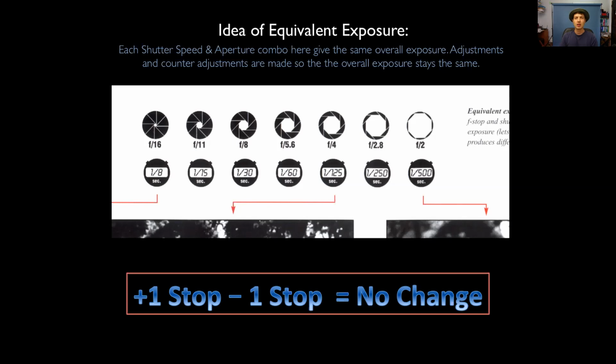So each shutter speed and aperture combo here gives the same overall exposure. The adjustments and counter adjustments are made so the overall exposure stays the same. Or we can look at the bottom and say, if you add a stop in one place, say aperture, but then you take a stop away in another place like shutter speed, the result in exposure is no change. And that's what we mean when we're talking about equivalence or equivalent exposure. The two choices we made and the two different photographs could be different, but the exposure of that same scene ends up being the same.